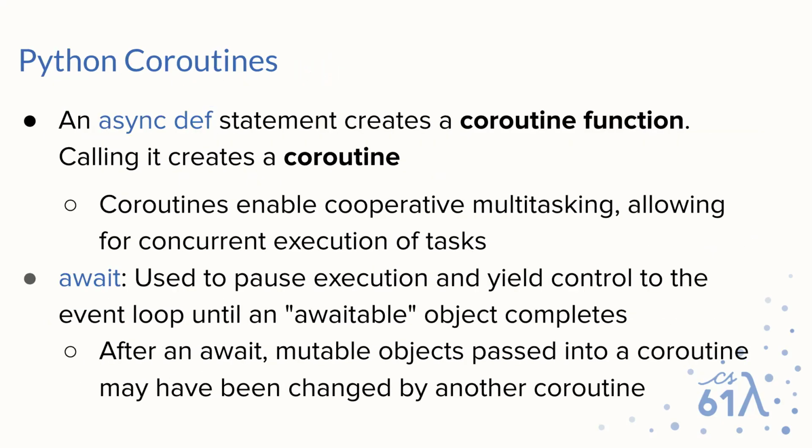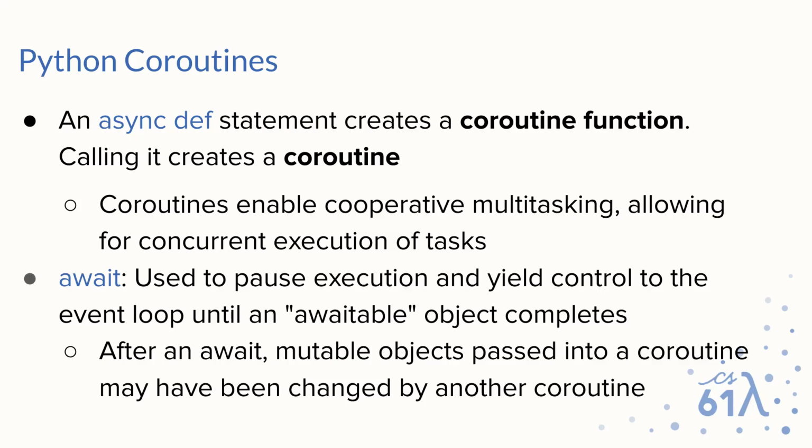So we have an async def. What this statement does is that it creates a coroutine function. Whenever you call this function, it creates a coroutine. You can think of a coroutine as kind of like an instance of an object in a class, except that coroutines enable cooperative multitasking, allowing for concurrent execution of tasks. So just think of it as an instance of a new object, but this object can run multiple tasks at once. All good? Any questions on this? All right, cool.